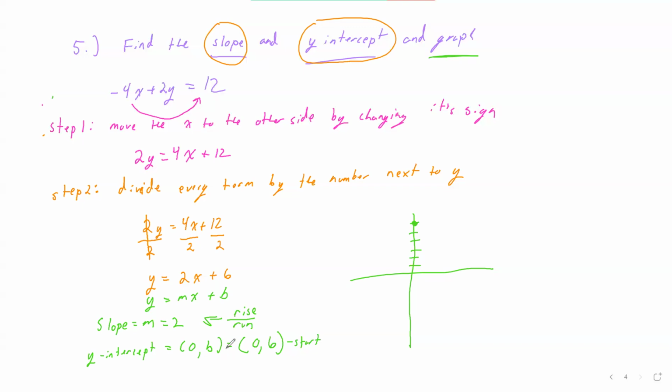But if you can recall, how do I make a whole number into a fraction? So this is the same thing as 2 over 1. So from this point that I started at, I'm going to rise 2, run 1. So I'm going to go 1, 2 over 1. So this coordinate right here is what, 1, comma 8?